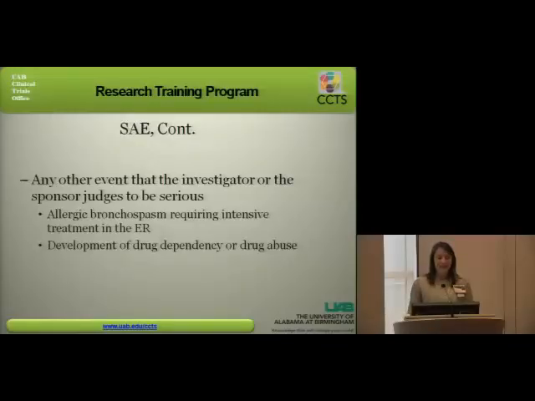An SAE is any other event that the investigator or the sponsor judges to be serious. Some examples would be allergic bronchospasm requiring intensive treatment in the ER, or the development of drug dependency or drug abuse.